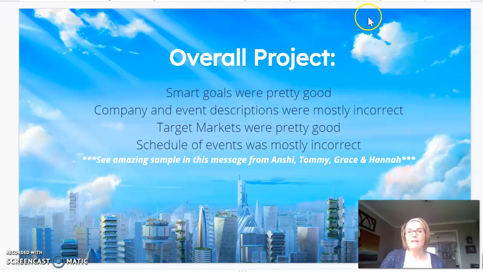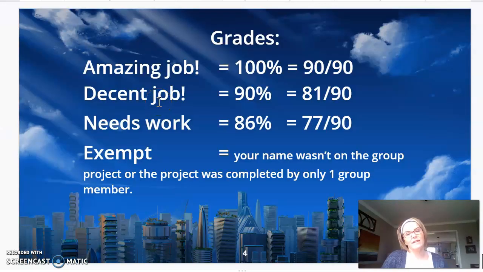At the bottom, you're going to see that we had a couple groups that did score 100%, and I want to include one of those as a sample for you. So you're going to see an amazing sample in this message from Anshi, Tommy, Grace, and Hannah. They did a fantastic job on their project. Moving on to the next thing.